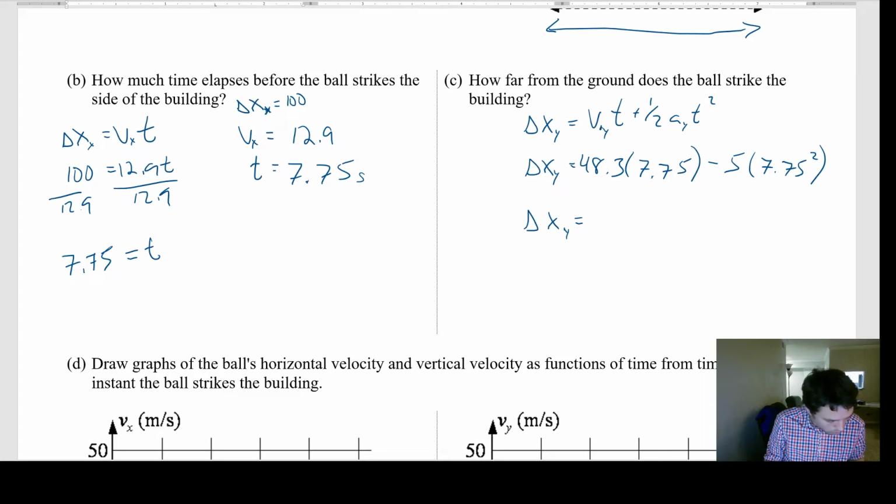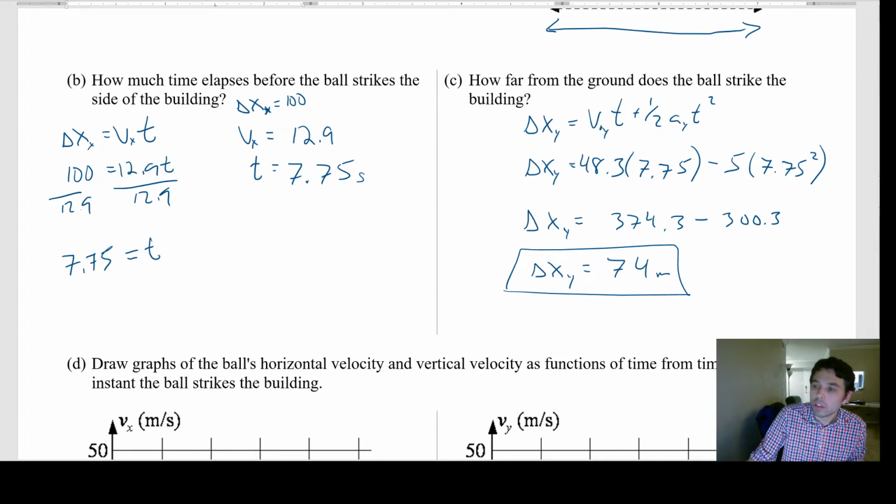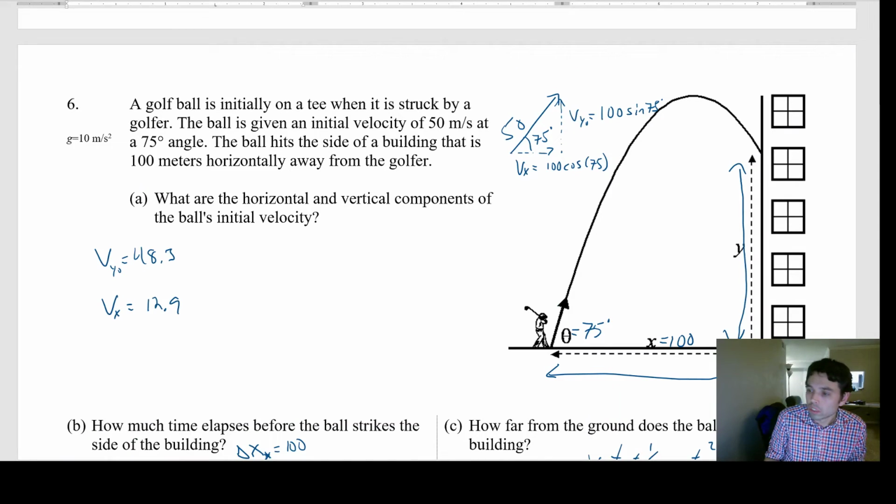So we're going to get 48.3 times 7.75, which is 374.3, minus 300.3, and that's going to be 74 meters. All right, so it's going to hit the side of the building 74 meters up. Pretty high. It's 74 meters up in the air.